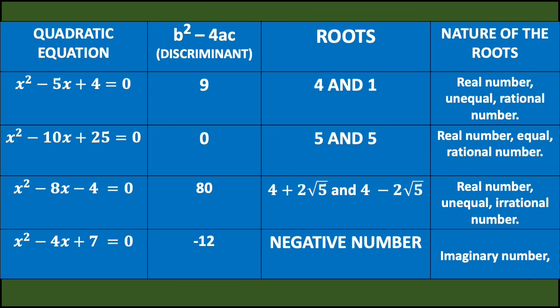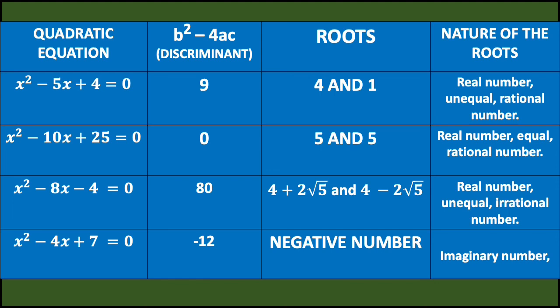What about, for example, number 2? X squared minus 10x plus 25 equals 0. Our discriminant is 0, and if our discriminant is 0, the roots will always be equal. In this example, we have 5 and 5. So the nature of the roots will always be real numbers, equal, they are the same, 5 and 5, and at the same time, rational numbers.